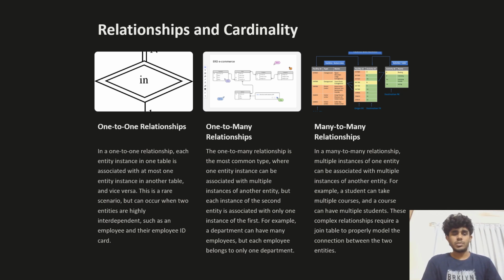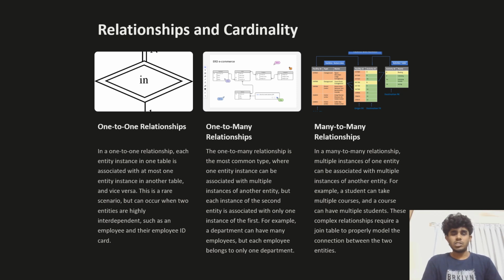One-to-one relationships. In a one-to-one relationship, each entity instance in one table is associated with at most one entity instance in another table, and vice versa. This is a rare scenario but can occur when two entities are highly interdependent, such as an employee and their employee ID card.